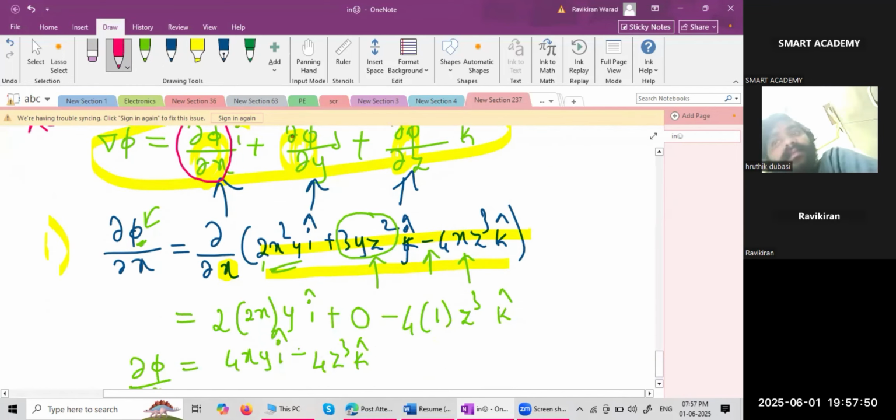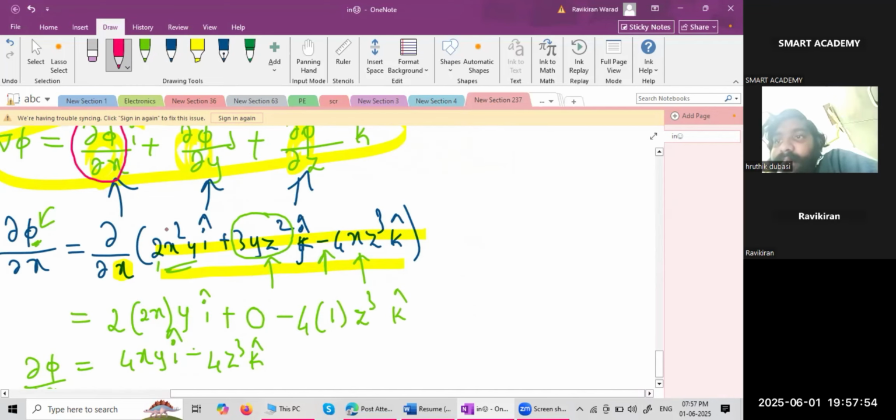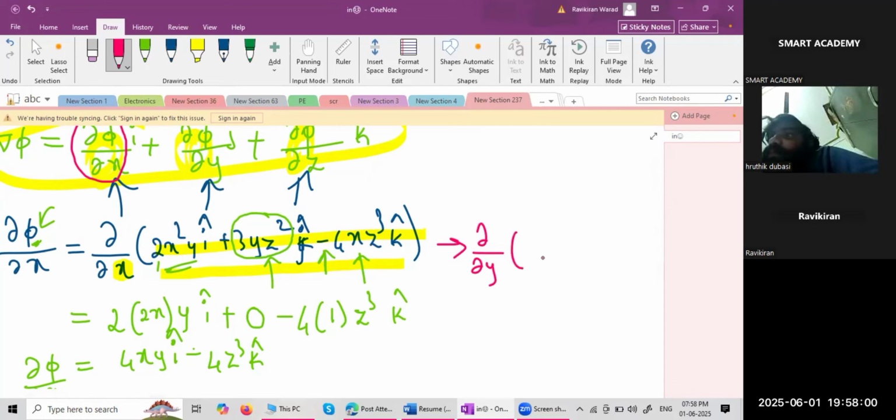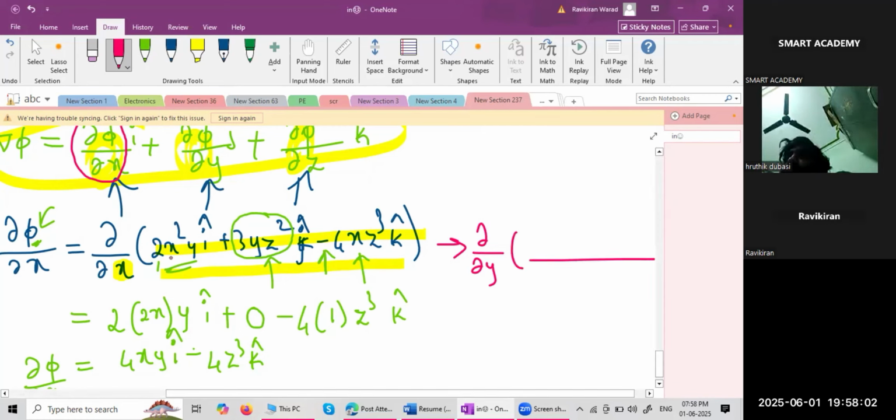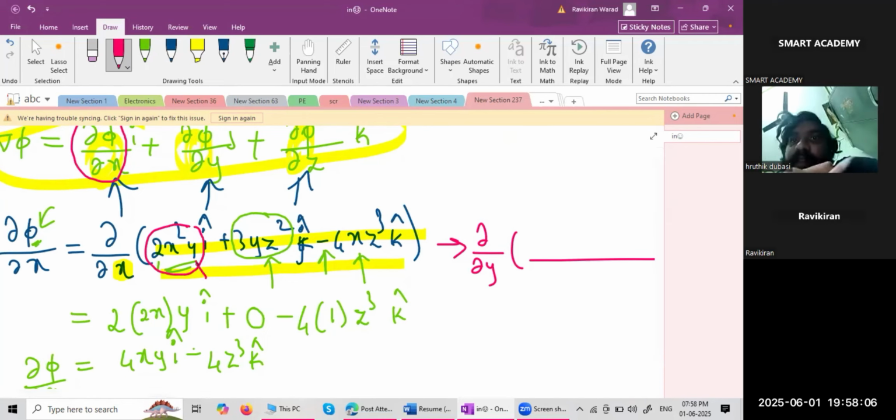Second term is what? The same expression, with respect to y. If you perform with respect to y, what will happen? Can I differentiate this first term? Yes, the y term is there. y with respect to y is 1. Remaining 2x square into i cap.